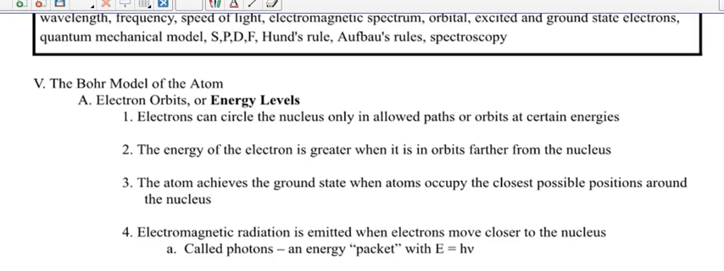In other words, Mars is going to get filled up before Venus, which is going to get filled up before Earth. Did I say Mars? I meant Mercury. Mercury is going to get filled up before Venus, which is going to get filled up before Earth, and then we're going to fill up Mars. That's what that means. So electromagnetic radiation is emitted when electrons move closer to the nucleus, and those are your photons. Look at photo, think of light. So this is an energy packet with the energy equals h nu.